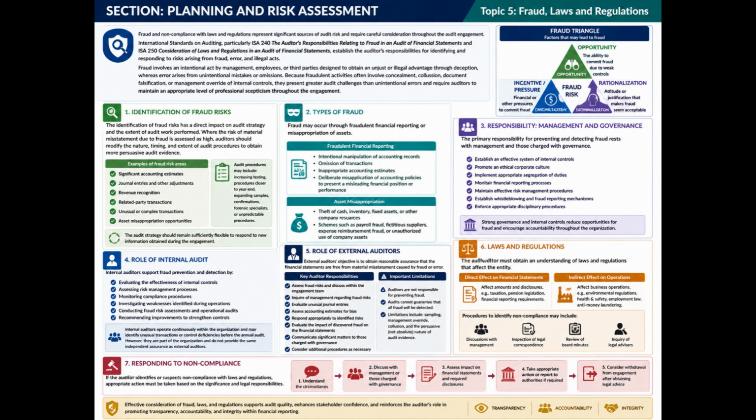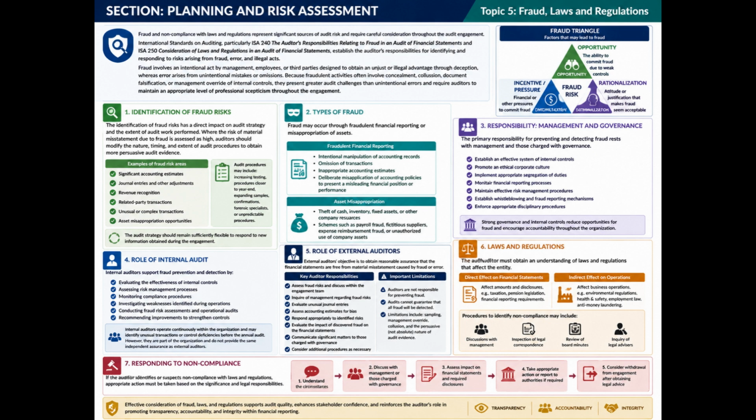However, auditors must assess fraud risks, discuss fraud susceptibility among the engagement team, inquire of management regarding fraud risks, evaluate unusual journal entries, assess accounting estimates for bias, and respond appropriately where suspected fraud is identified. Where fraud is discovered, auditors should evaluate its impact on the financial statements, communicate significant matters to those charged with governance, and consider whether additional audit procedures are necessary.